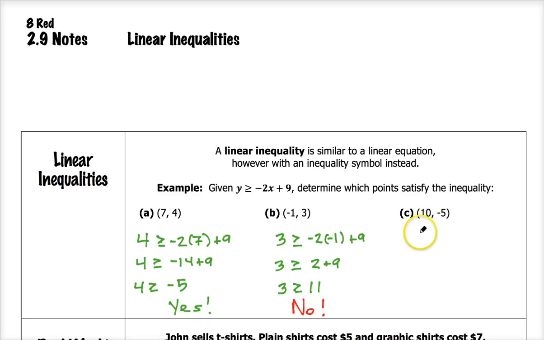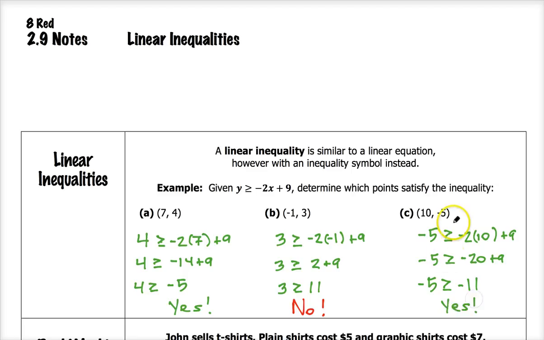C, (10, negative 5). If I do this, I get negative 20 plus 9 on the right side, so I get negative 5 greater than or equal to negative 11. Negative 5 is greater than or equal to negative 11, so that is a yes for being a solution to the inequality.